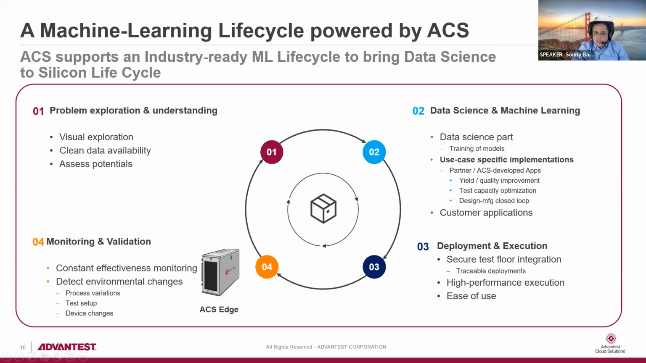And what we do is, if you look at the machine learning ops lifecycle, there are many aspects to it. Some of them sound like common sense. To develop a machine learning model, you have to understand the problem, which is problem exploration. You have to have the data science and machine learning to train the model, depending on the use case. Then you have to deploy it on the floor. So steps 1 to 3, I think most people do it. Some people do it better than others, but everybody's trying to do steps 1 to 3.